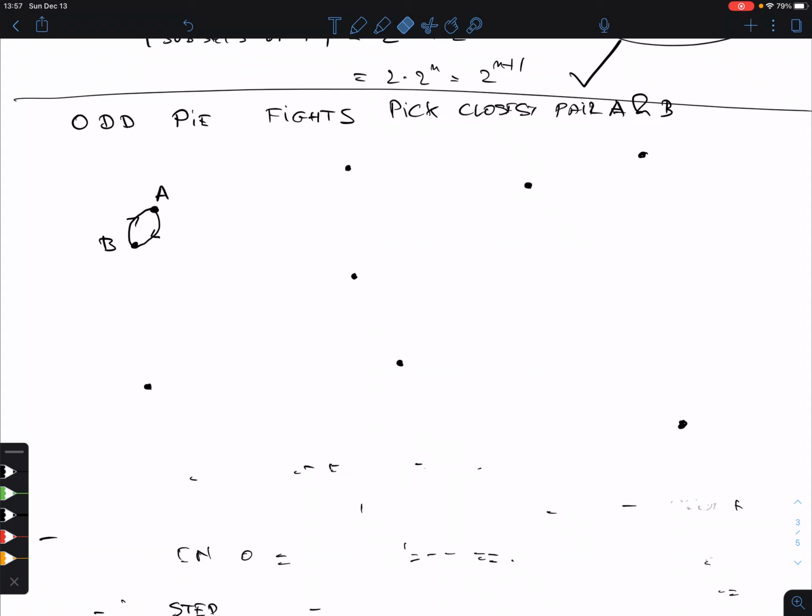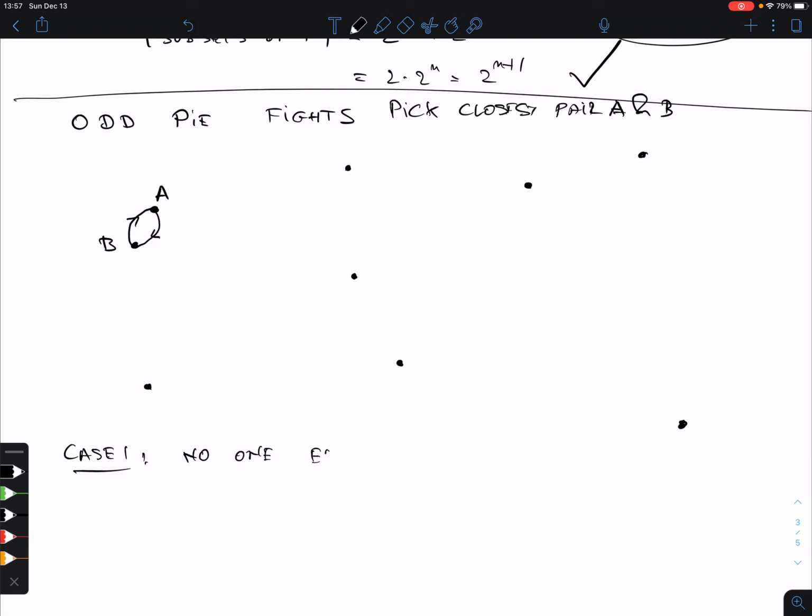I need some space here. Okay. Again, I'm going to have these 2 cases to consider. Let's deal with the easiest case first. The easiest case is, and this picture is not in that situation, but I'll write it down. So case 1, no one else throws at Alice and Bob.